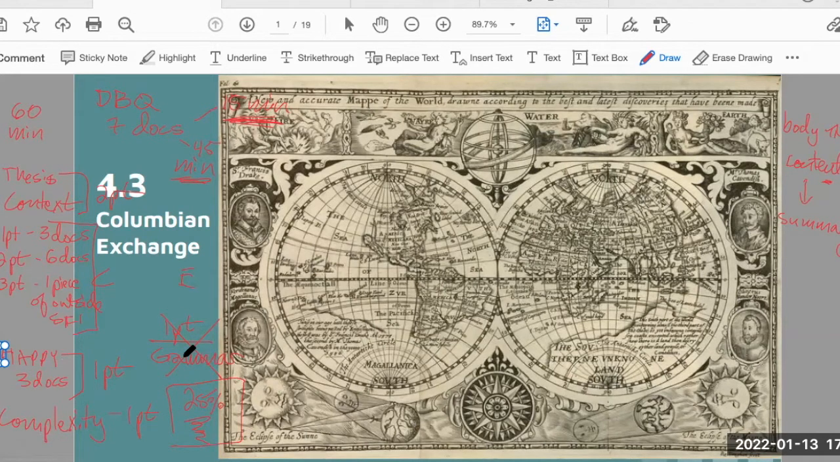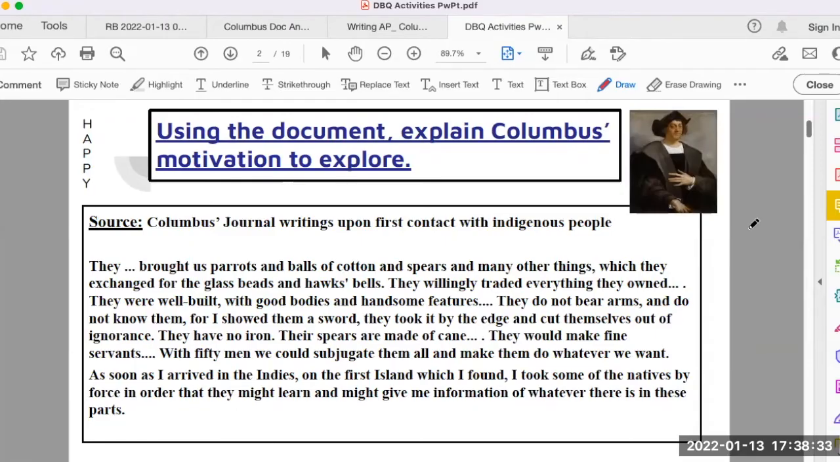So what we're going to get into today is how to apply each of these HAPPY points, okay, H, A, P, and Y, to your documents. So the first activity that we're going to complete is we're going to use the first worksheet that I provided you with. And if you click on this link in the PowerPoint, it'll take you to that. And it's also linked in the Schoology page. But that first document looks like this.